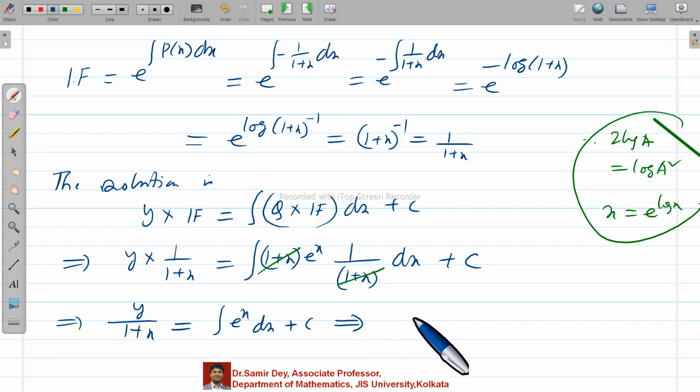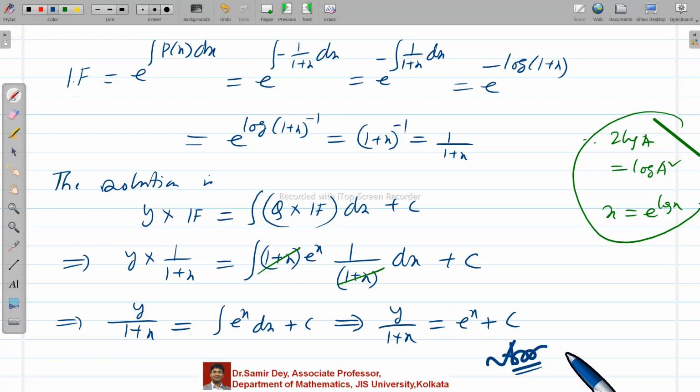So ultimately your result is coming y by 1 plus x. What is the integration of e to the power x? e to the power x integration is e to the power x plus c. Please check, this is the solution for it.